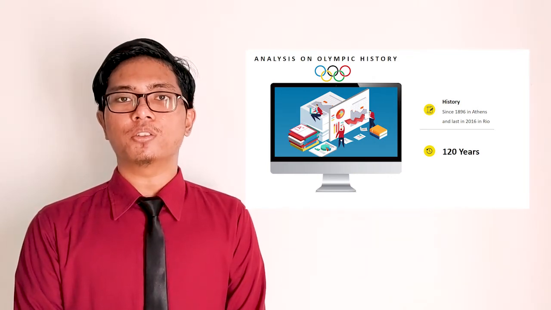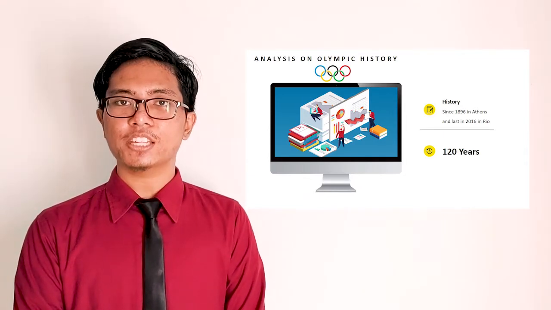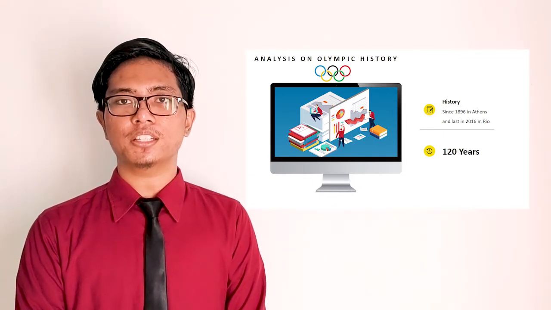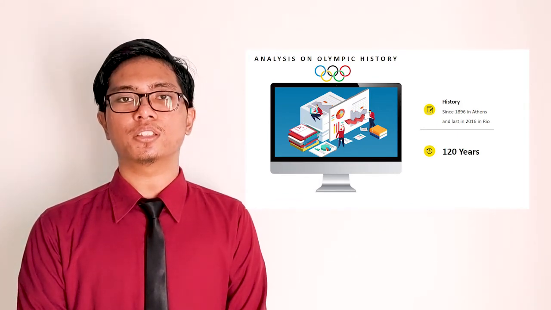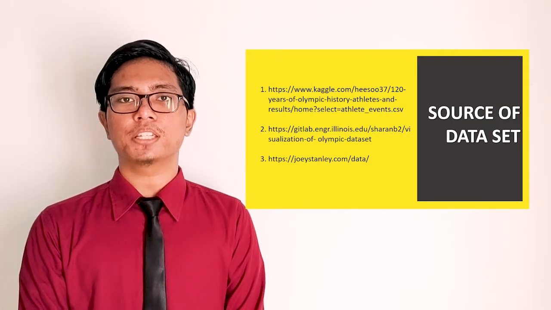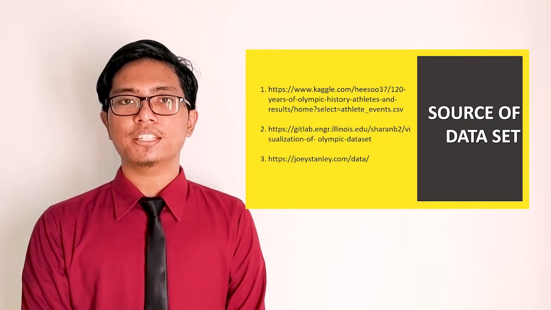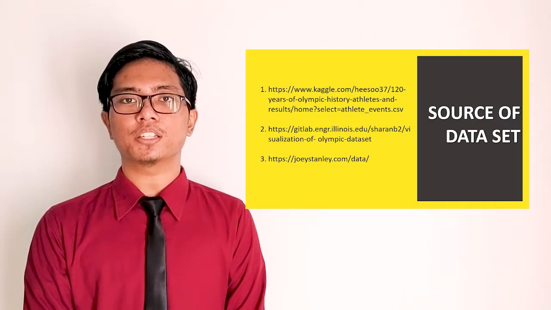The Olympic Games have been held since 1896 in Athens and the last Olympic Games was in 2016 in Rio. It has been 120 years since it started. Here is the list of data sets about the Olympic Games that had been obtained. From this data set, analysis and visualization techniques had been applied to solve the problems and design a dashboard.